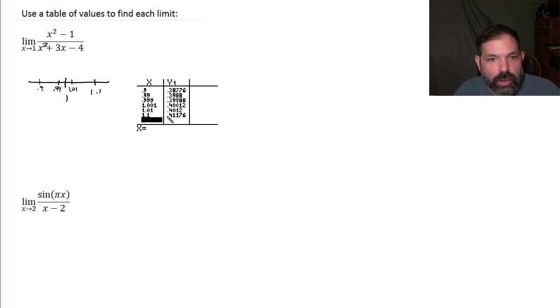All right, so looking at this evidence, we're getting close to 1 but not equal to 1, and my outputs appear to be getting close to 0.4. I would say that this limit appears to be 0.4. Let's look at the next exercise: the limit as x approaches 2 of sine pi x over x minus 2.